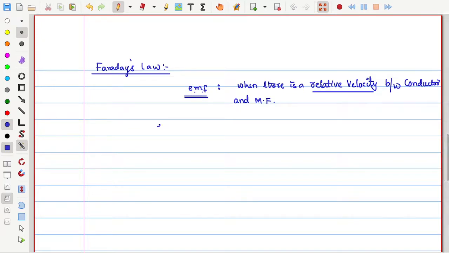This induced EMF is usually proportional to the rate of change of the flux or field lines, and can generally be written as E equals minus N d phi by dt. I don't want to go into much detail on this equation; the minus sign is because of Lenz's law, and that concept might be already covered. I just want to give the basic idea of what Faraday's law is.